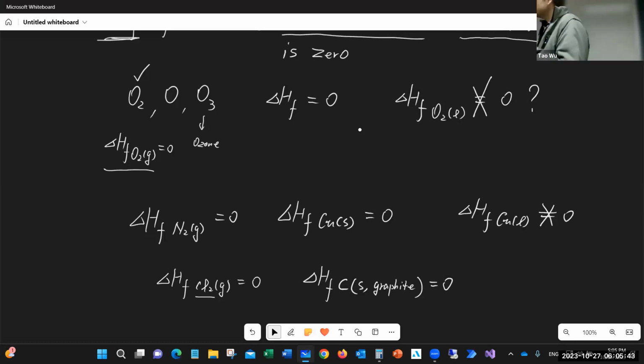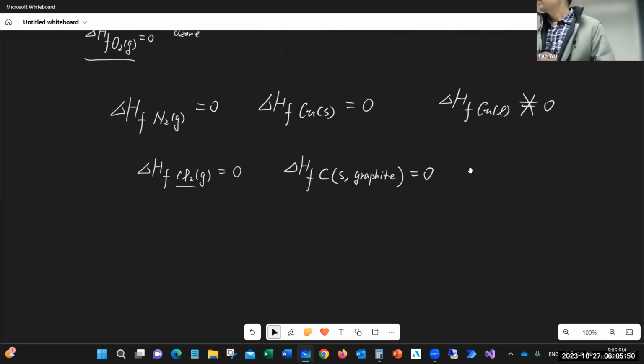Interesting. So you see that this is a standard. Why is this a standard? But carbon is the only one that's red. Now we talk about those elements being zero.